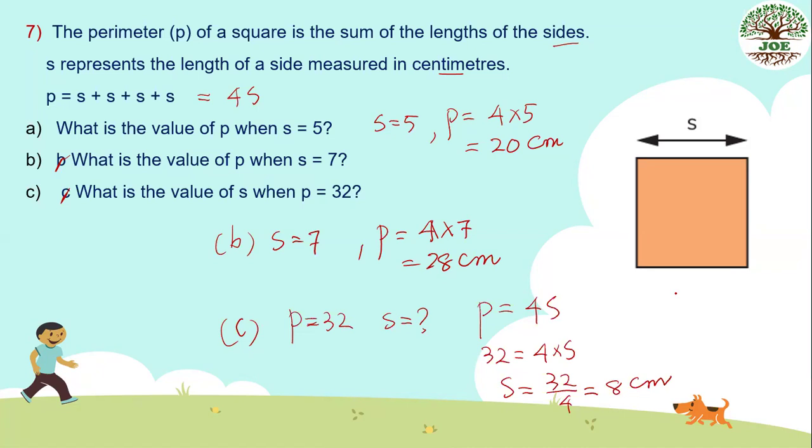Okay, number 7: 20, 28. And part C, if the perimeter is 32, 32 is the sum of all the sides. So the perimeter is 32. Our S is 32 divided by 4. 4 times 8 is 32. So it equals 8. 32 centimeters is our perimeter. Okay. Our S is 8 centimeters.